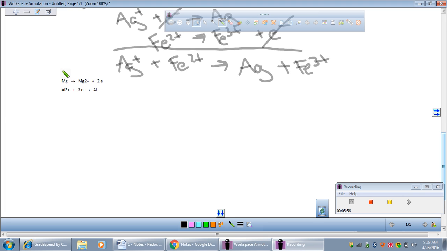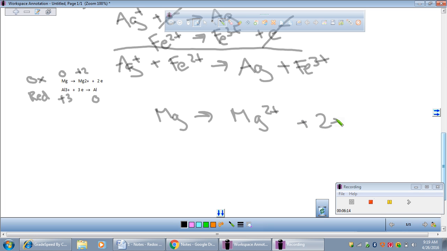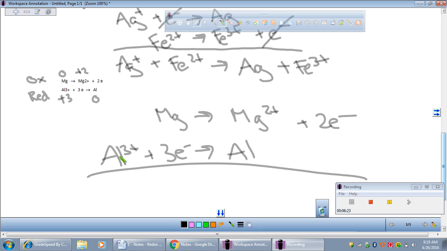So magnesium is going from an oxidation number of 0 to a +2. That must mean it's being oxidized. And aluminum is going from a +3 to 0, so it's being reduced. Now, let's rewrite the two half reactions and see if our electrons are balanced. Hey, look, they're not. Okay, so aluminum, to go from +3 to 0, must gain 3 electrons. Magnesium, to go from 0 to +2, must lose 2 electrons.